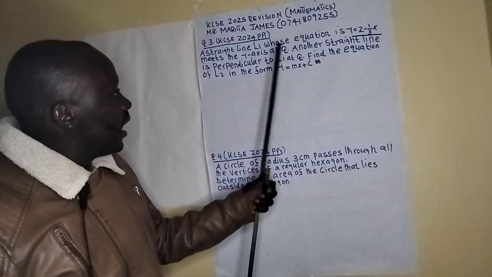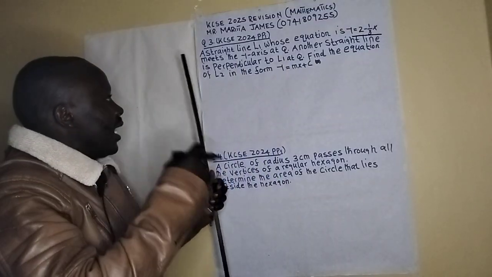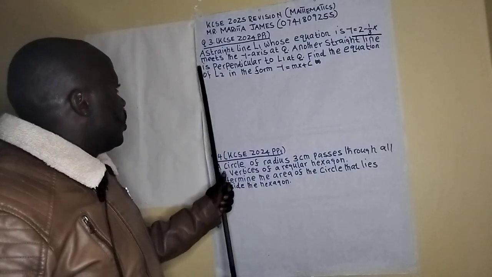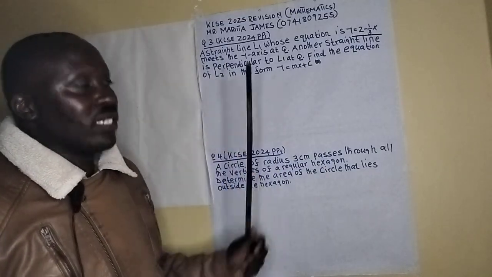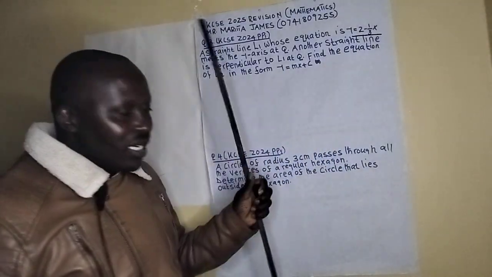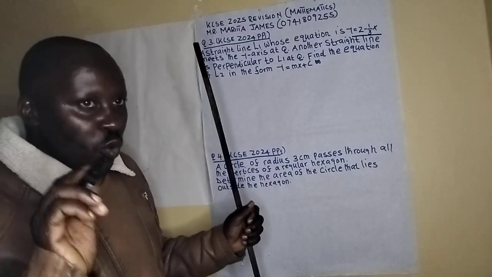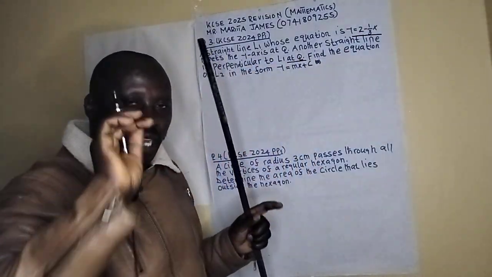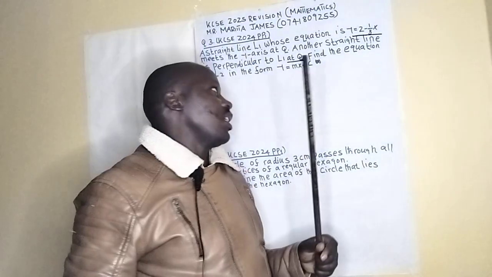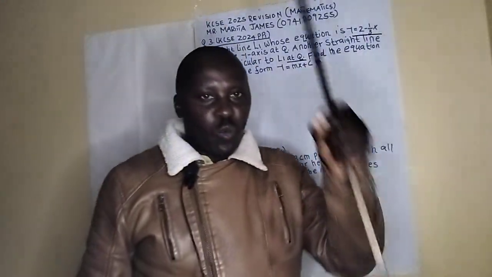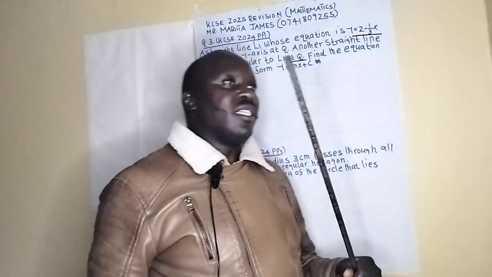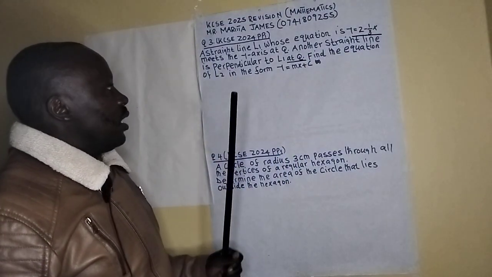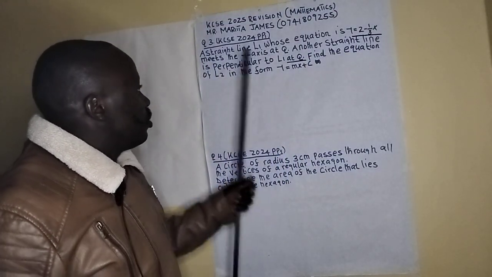Then there is another line, line 2, which is perpendicular to line 1 at the point Q. When the lines are perpendicular, what are you supposed to understand? Perpendicular lines, where they meet, make an angle of 90 degrees. Find the equation of line 2.